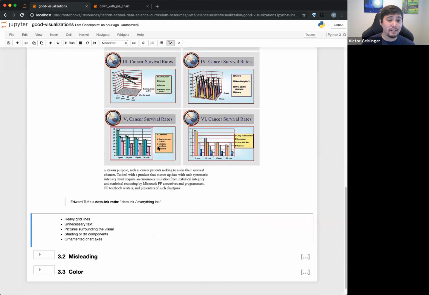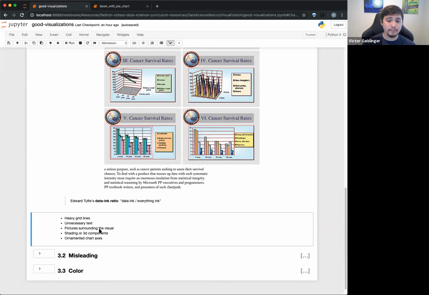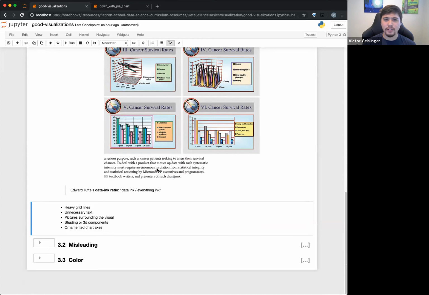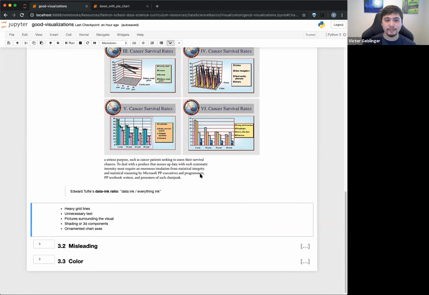So one thing to relieve chart junk is to simplify or make another visualization. If you need to put more information on it, make a separate visualization to emphasize your point. Okay, so that's chart junk. Any questions on chart junk? Pretty good. Cool. All right.